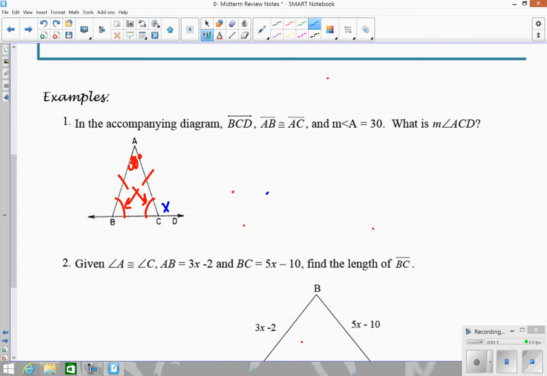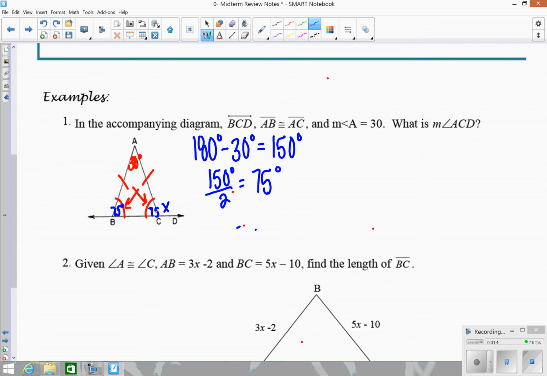The first thing I want to do is figure out these base angles. So what I'm going to do is 180 minus the 30 and then just split that evenly between those two angles. So if I do 180 minus 30, I get 150. And then that means that those two angles have to add up to 150. So 150 divided by 2 gives me 75. So each of these angles would have to be 75 degrees.